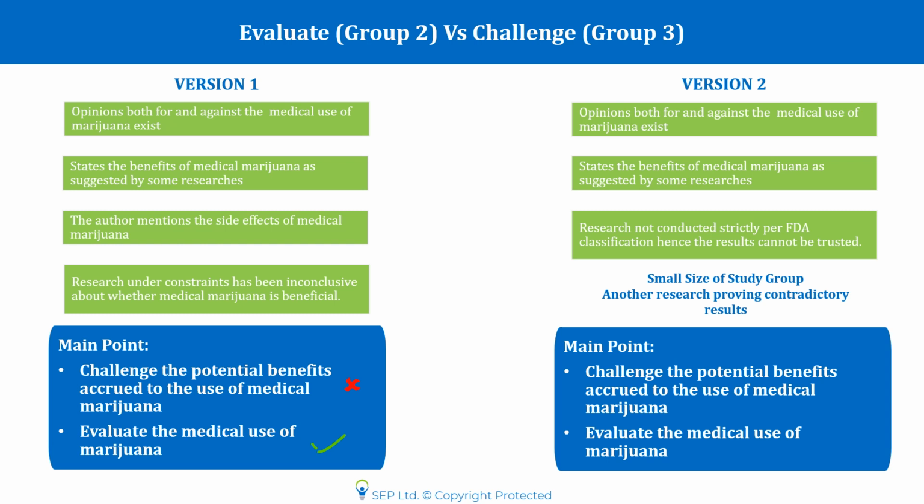In this case, if we had to choose between these two main points, we would know straight away that because of the author's disagreement in the last para, this is the question where the author is challenging the potential benefits. He is not evaluating the medical use of marijuana. He is actually challenging whatever the research results have yielded. See again how easy it was to use the differentiating factor to understand and solve the confusion between words like challenge and evaluate.